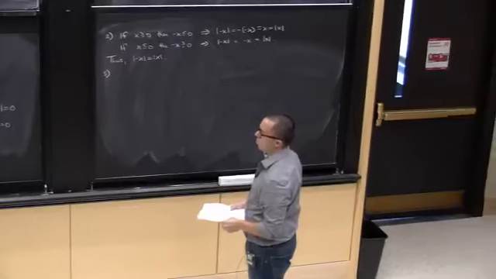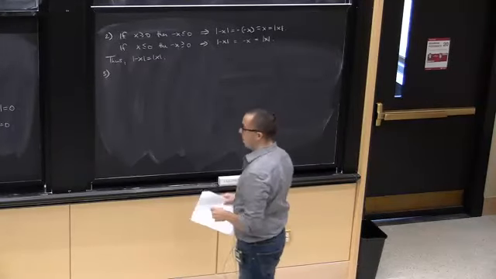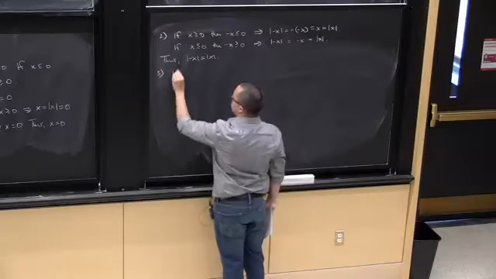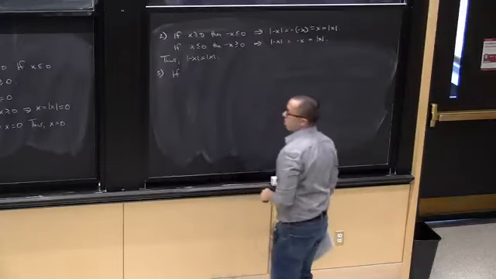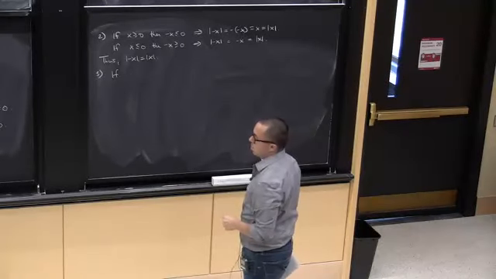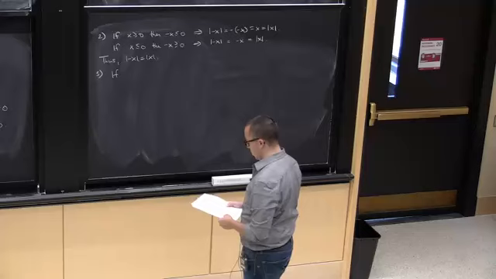Okay, so for all real numbers x, y, the absolute value of x times y is equal to the absolute value of x times the absolute value of y. So we need to consider cases. One is both of them are non-negative, both of them are non-positive, or one of them is non-negative and one of them is non-positive.